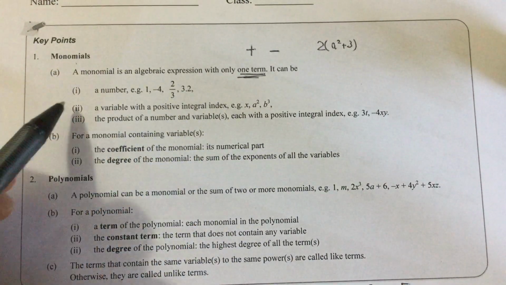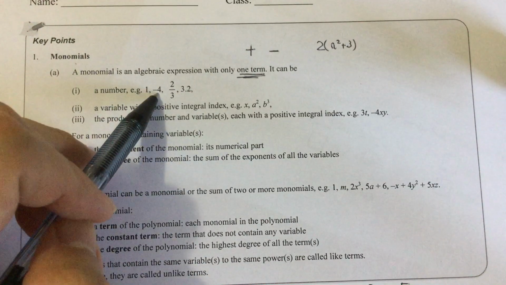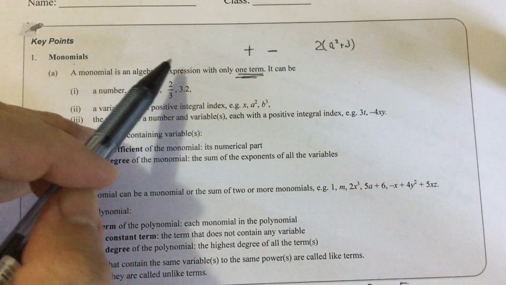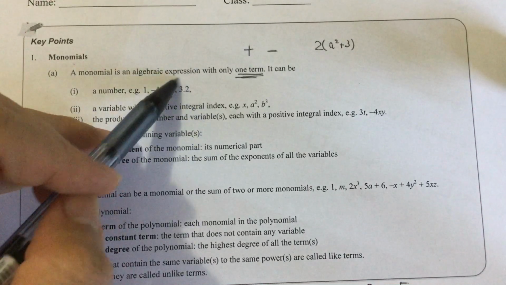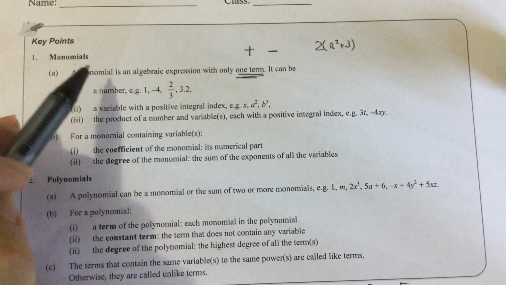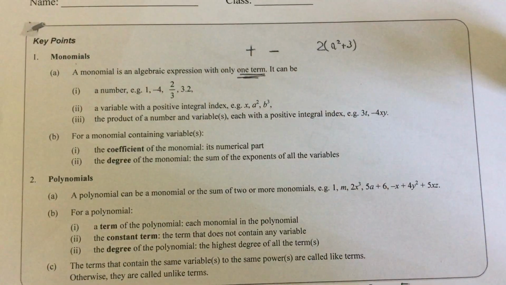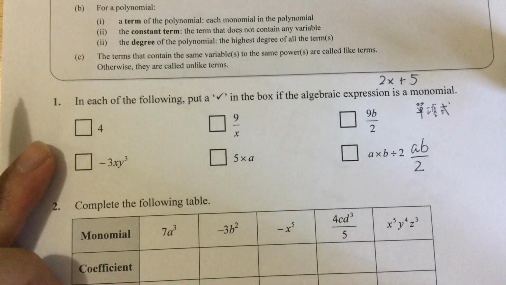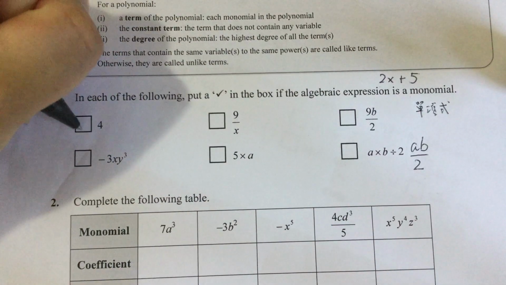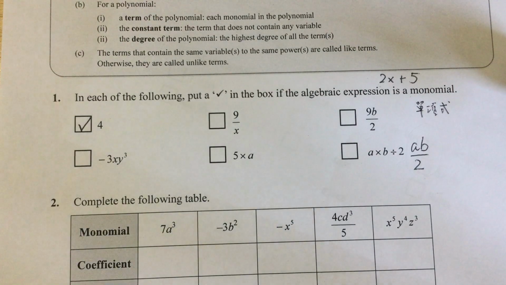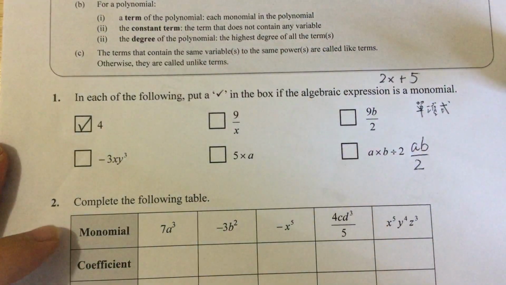Okay, now let's look at it. A number, for example, 1, -4, the negative number, the positive, even a fraction, even a decimal number, you will say that this one is also a monomial. So look at this one. Obviously, you will see question number 1, 4 is a monomial. So what about the others? Let's look at them one by one.